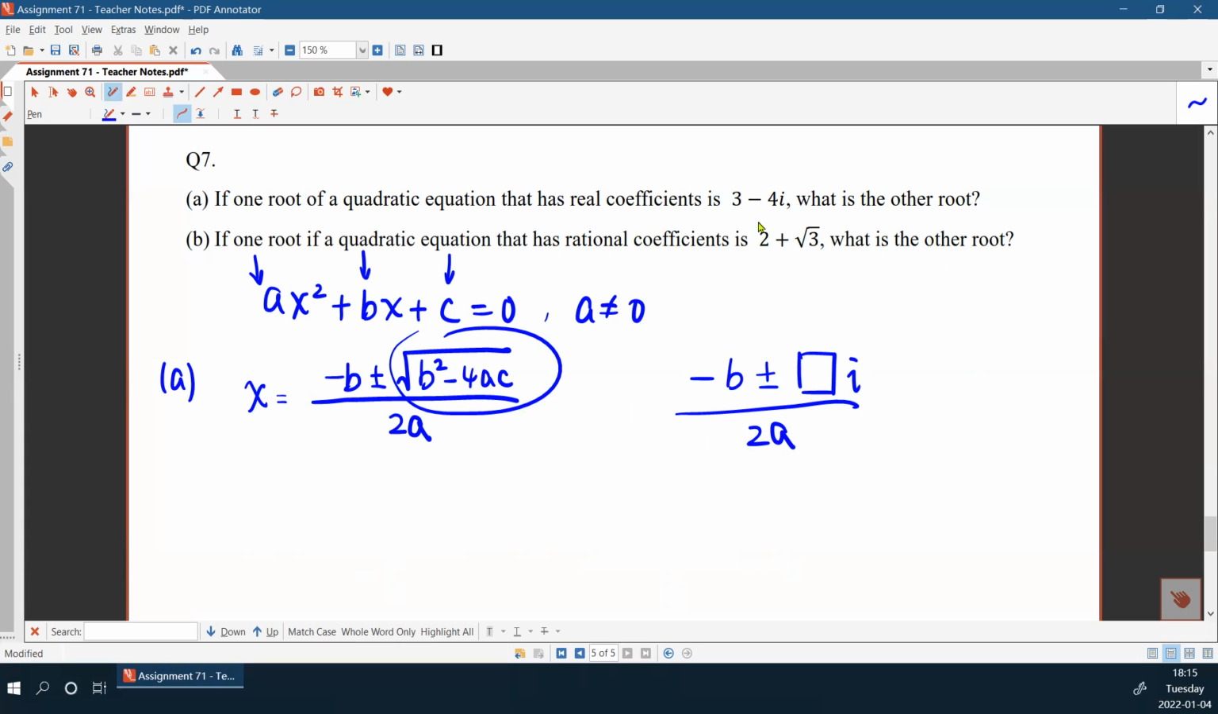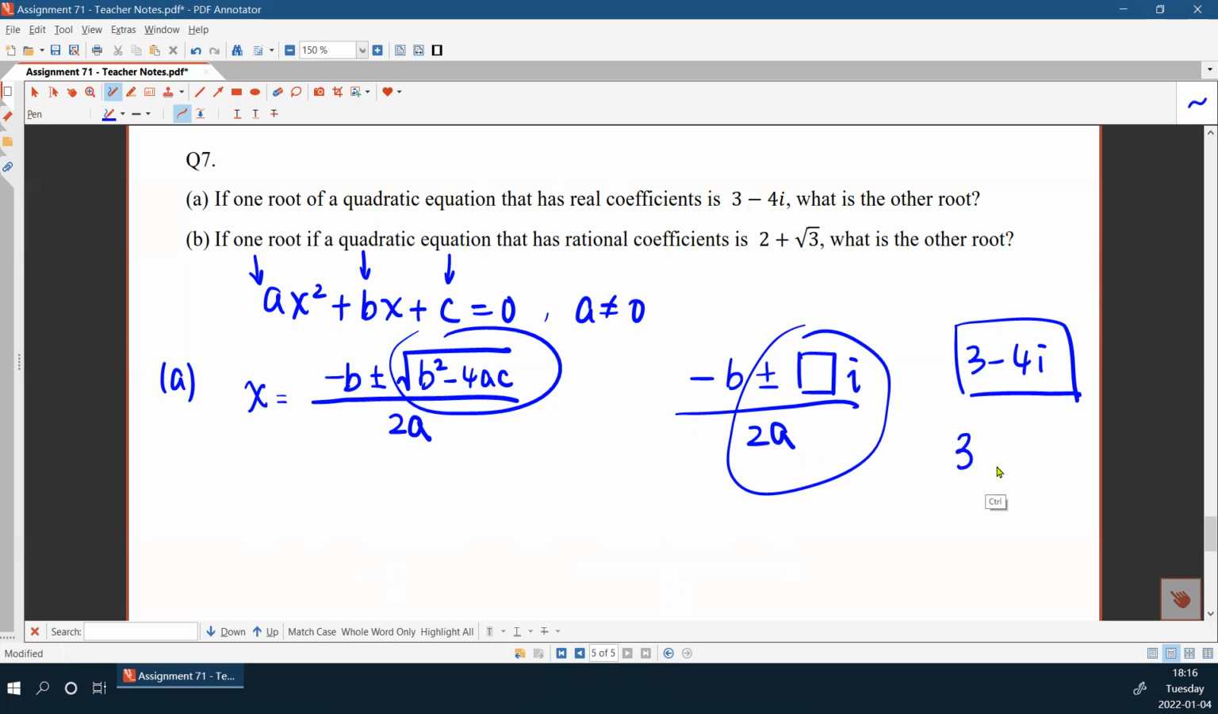Okay, so if one of the roots is 3 minus 4i, can you guess what the other root is? This is the real part, right? The real part is the same, but the imaginary part is the opposite. So the other root must be 3 plus 4i, right? The reasoning is correct because if you have imaginary roots, then the two imaginary roots will be conjugate.